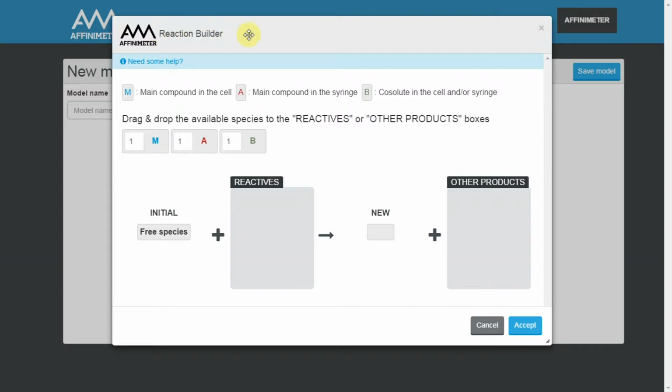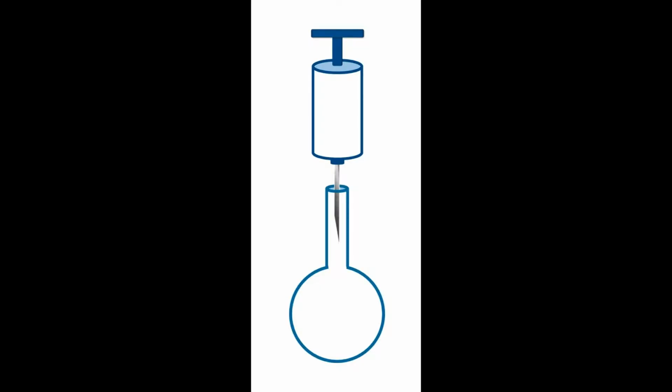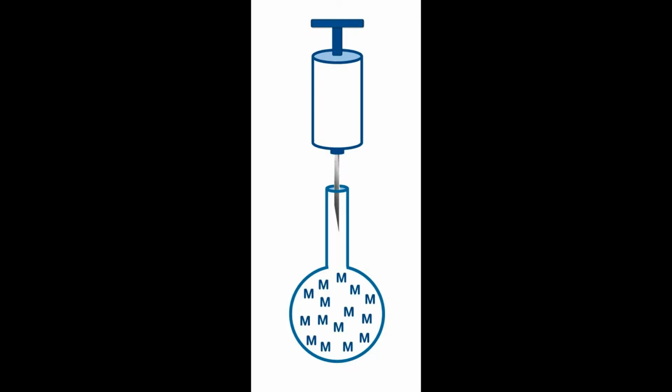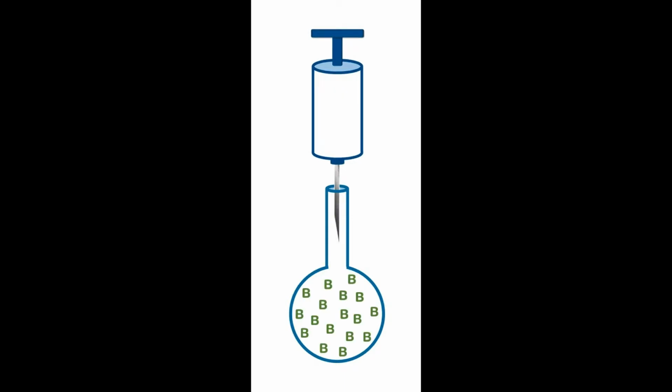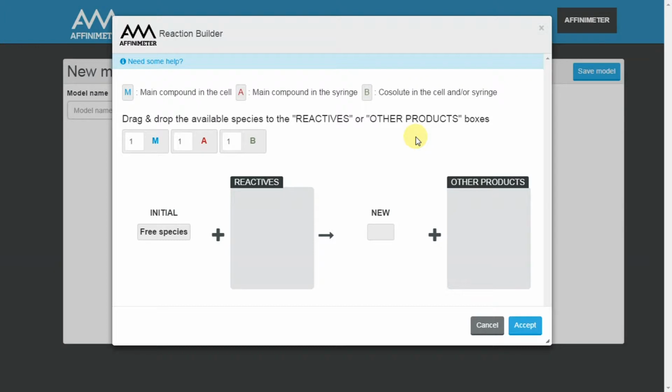So how can we design our own binding models? Well, AFFINImeter uses what we call the MaB code. This means that the species M is the species that is going to be always in the cell. A is going to be always the species in the syringe. And we have a third species, B, which can be in the cell, in the syringe, or in both places at the same time. B would be what we call a co-solute, or for instance, a competitor that is involved in the interaction. So how do we use this MaB code to generate our own binding models?